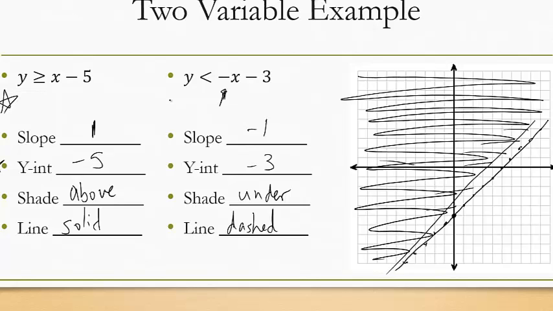Now we need to graph our second equation. Our y-intercept is negative 3, so from the origin go down 3: 1, 2, 3. And then our slope is negative 1, so it'll go down 1 and right 1. Down 1, right 1, down 1, right 1, down 1, right 1. Opposite way. Alright, and now our line is dashed, so let's make these dashed the best we can. And our shade is under, so let's shade underneath.